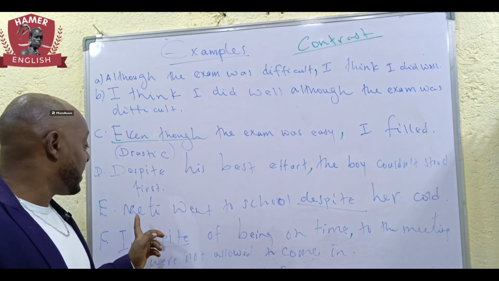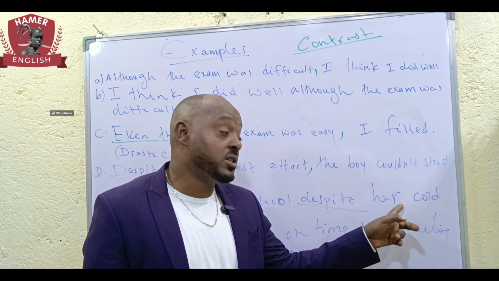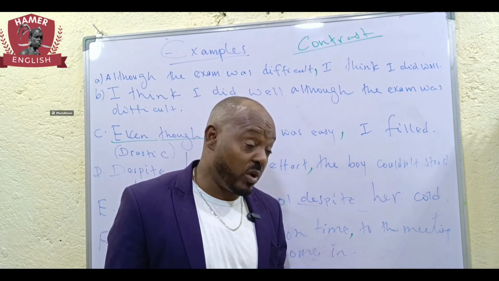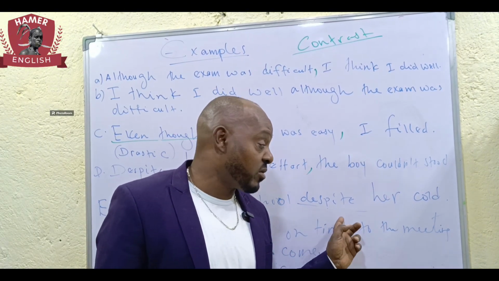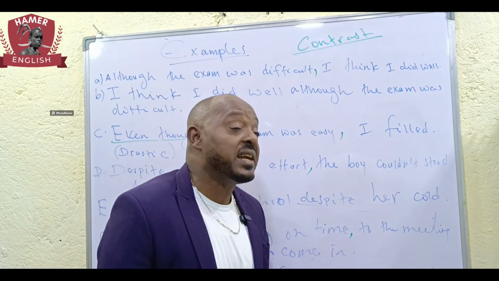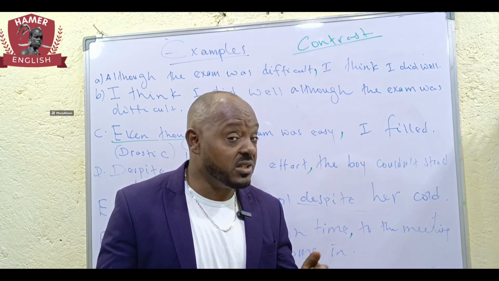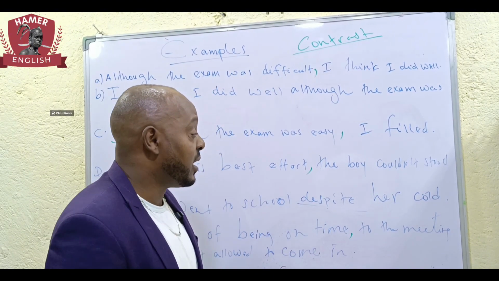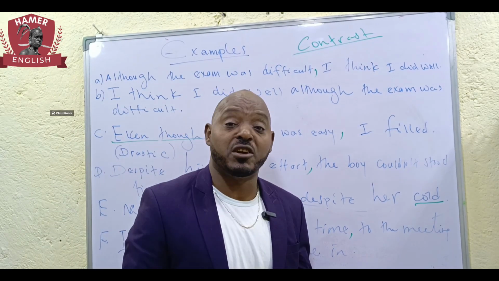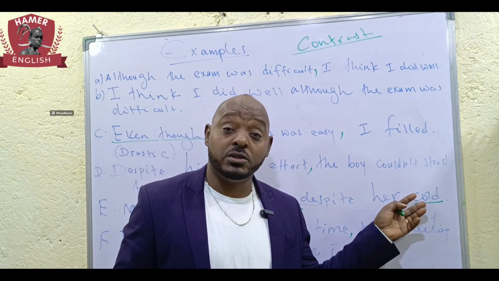Look at this. Meti went to school despite her cold. Here a comma is needed when despite comes at the beginning; but here despite comes in the middle of the sentence. Meti went to school despite her cold. That means she got a common cold, maybe it's difficult, but she doesn't care about her cold. Do you understand?